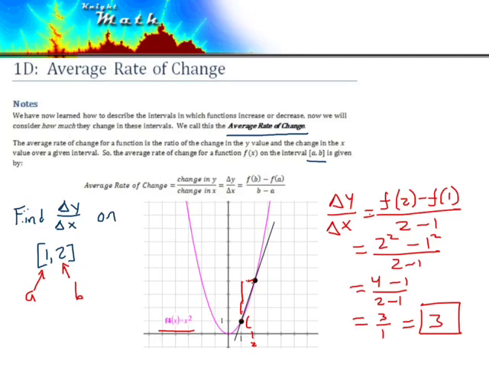So we have the point here which is 1, 1, and the point here which is 2, 4. Those are the points on the function at the endpoints of the interval. This line right here that's going through those 2 points, we have a special name for this kind of line. It's called the secant line. So it turns out that the rate of change is simply the slope of the secant line.